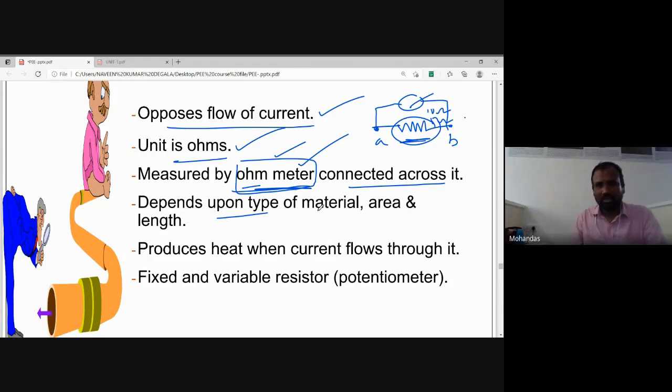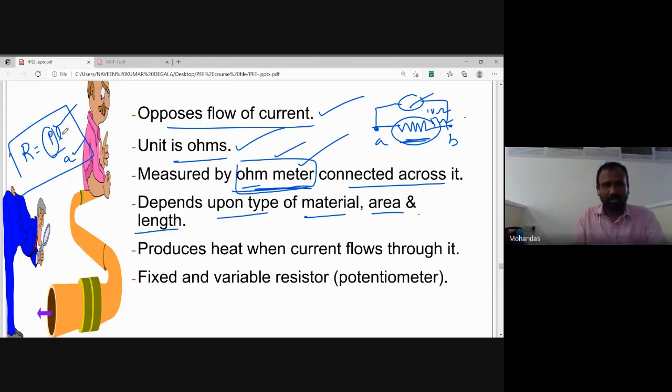It also depends upon the type of material, the area, and the length of the material, because R equals rho L by A, where L is the length of the material, A is the cross-sectional area, and rho is the specific resistivity. So it depends on the material, that is rho. Rho is different for different materials, and on area and length. And it produces heat when current flows through it.